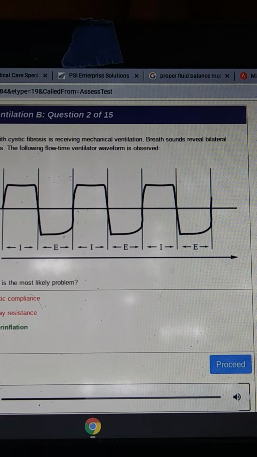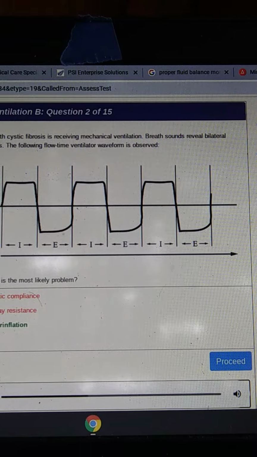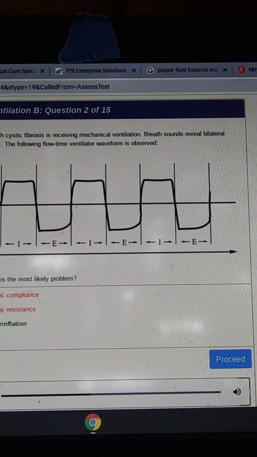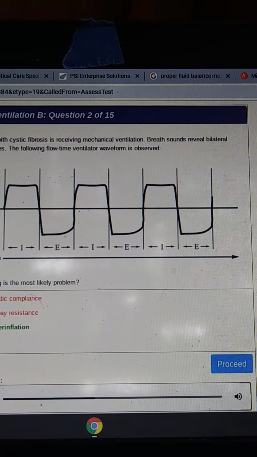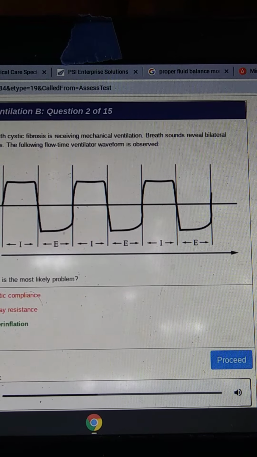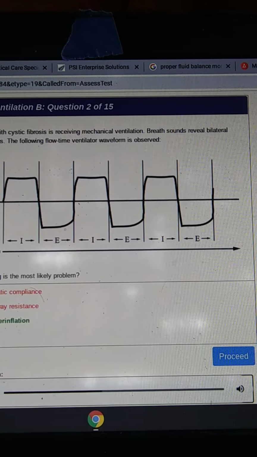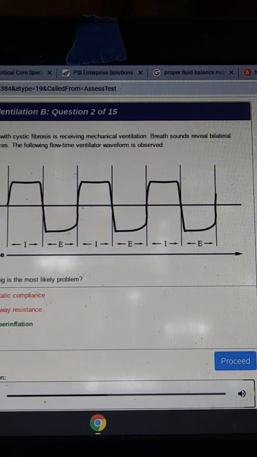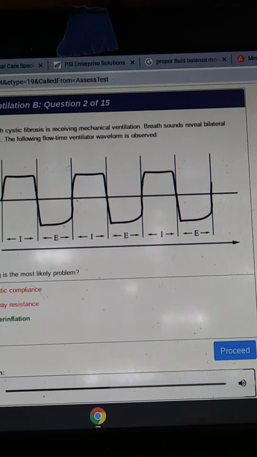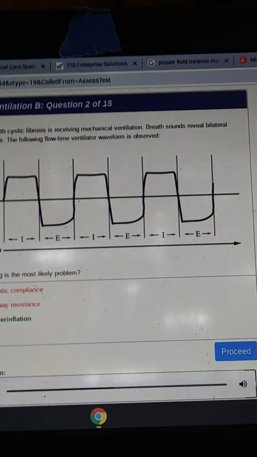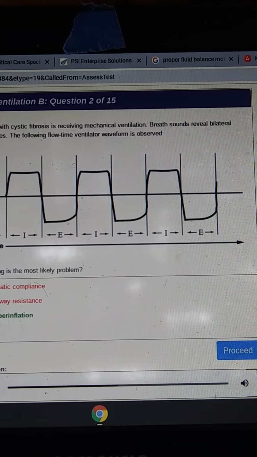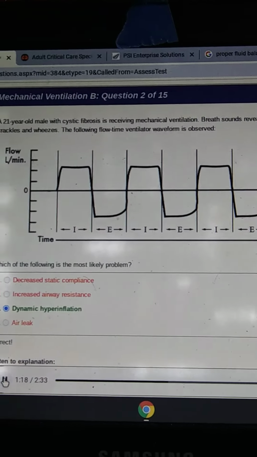So what we'll have to do to correct that is change the IE relationship. You'd want to decrease the inspiratory time to allow more time to exhale. And to do that, you'd increase the flow. So if you increase the flow, that shortens the inspiratory time. That allows more time for exhalation. Usually that will correct it. So the problem here is dynamic hyperinflation.